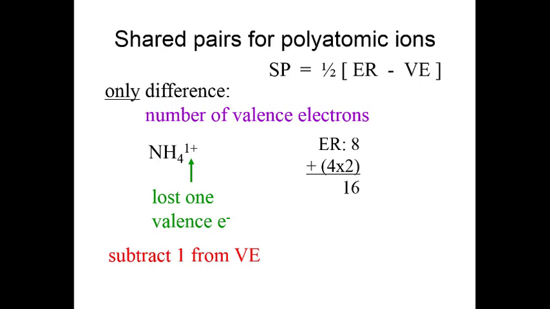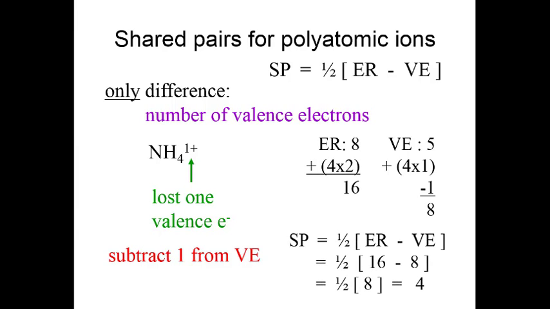Since nitrogen wants 8 electrons and each hydrogen wants 2, Er for this ion would be 8 plus 4 times 2, or 16 electrons. Nitrogen is in group 5A and hydrogen is in group 1A, so together they would provide 9 electrons. However, we need to subtract one of these to account for the 1+ charge of the ion. So Ve equals 8. Using the formula for shared pairs, we find that there is a deficit of 8 electrons, or 4 shared pairs of electrons.